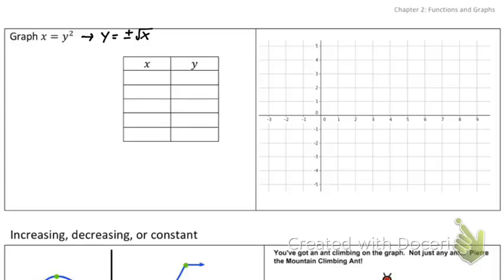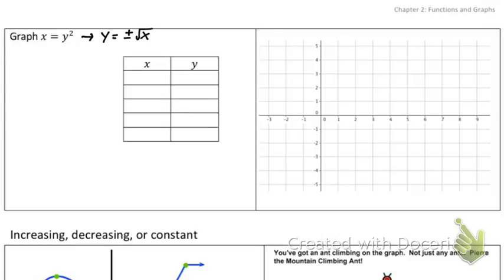Whenever you have to do something to y to get out x, we're not switching things. This is still my input. The y is still my output. Our x is still our domain, and our y is still our range. However, sometimes these are easier to do backwards. I'm actually going to come up with my output.